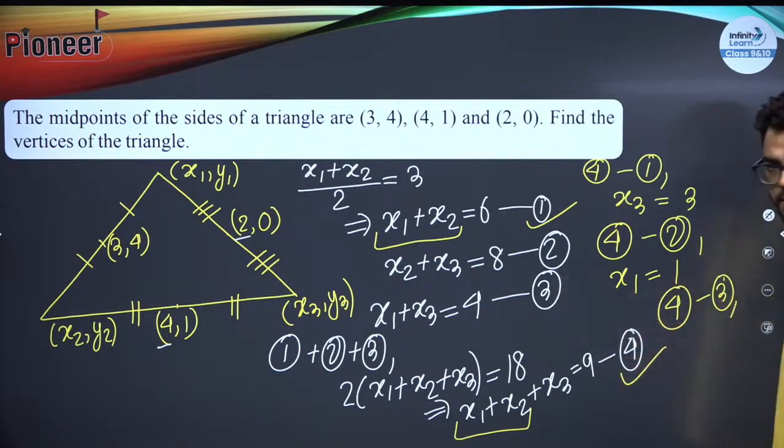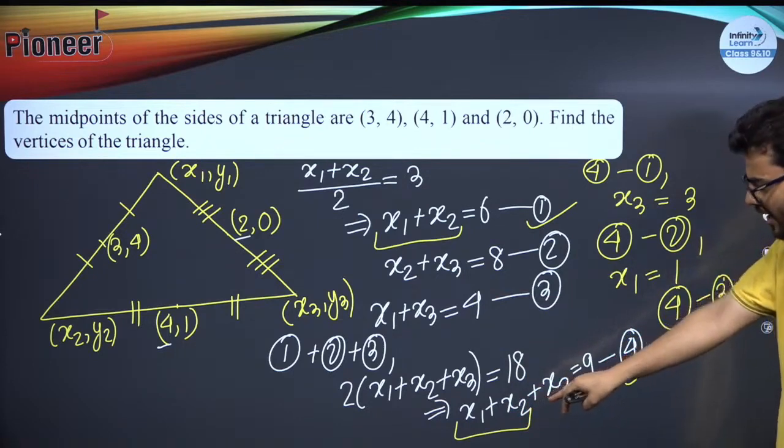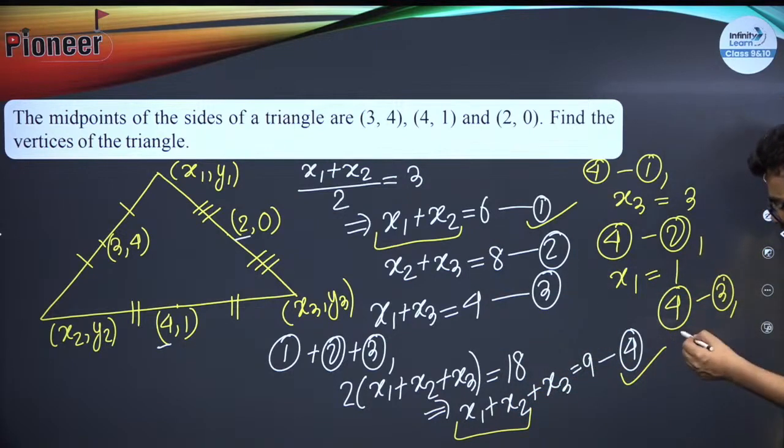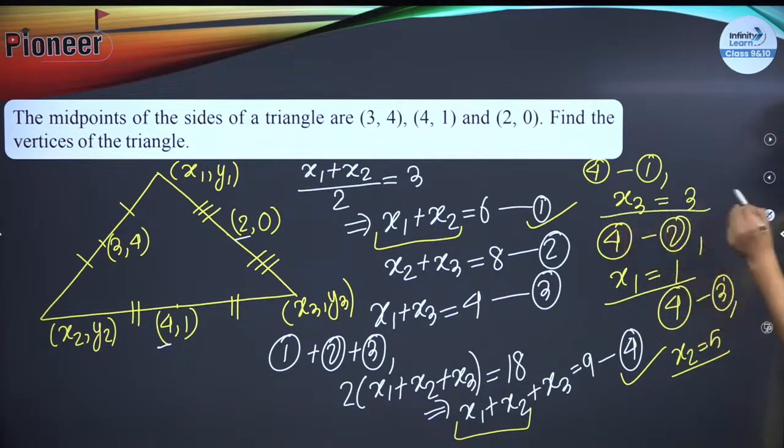Equation 4 minus equation 3. So you see, x1 plus x3 will be cancelled out. So you'll get x2 is equal to 9 minus 4, that is 5. So x2 is coming out to be equal to 5. So you see we have got x1, x2 and x3 over here.